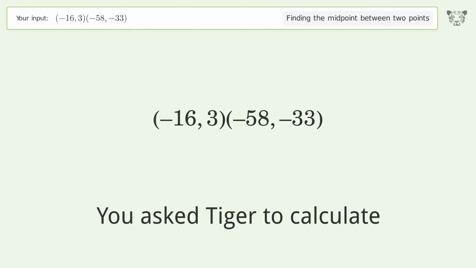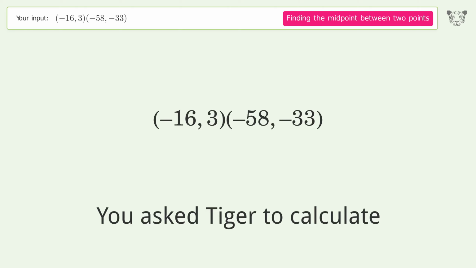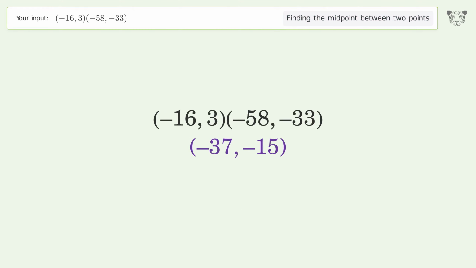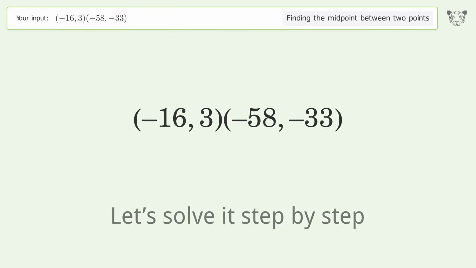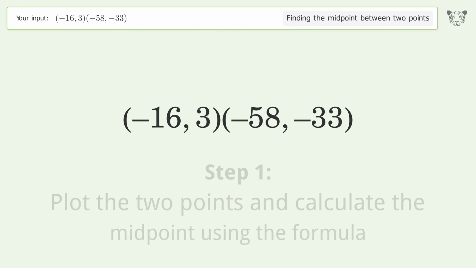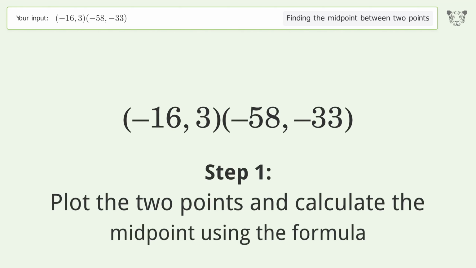You ask Tiger to calculate. This deals with finding the midpoint between 2 points. The midpoint between the 2 points is -37, -15. Let's solve it step by step. Plot the 2 points and calculate the midpoint using the formula.